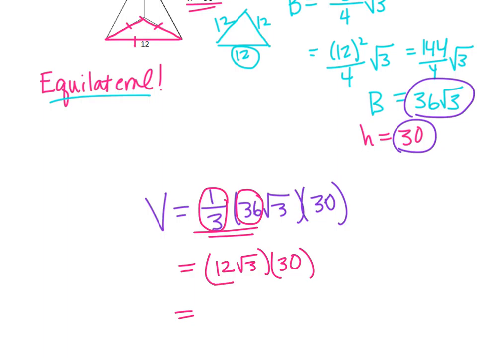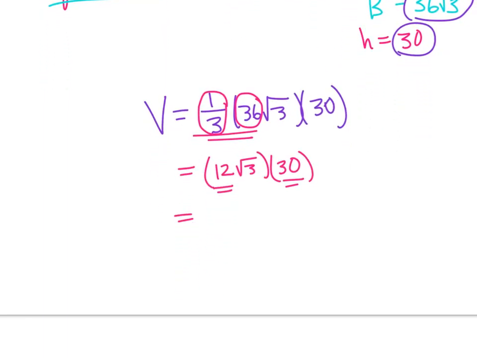And now I'm going to go ahead and multiply the 12 and the 30 together. So 12 times 30 is 360, and then our square root of 3 stays. So our final answer is 360 square roots of 3 units cubed for volume.